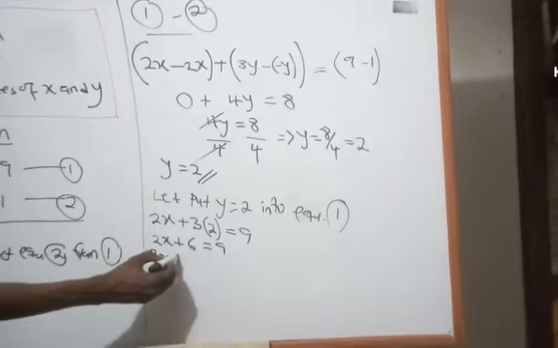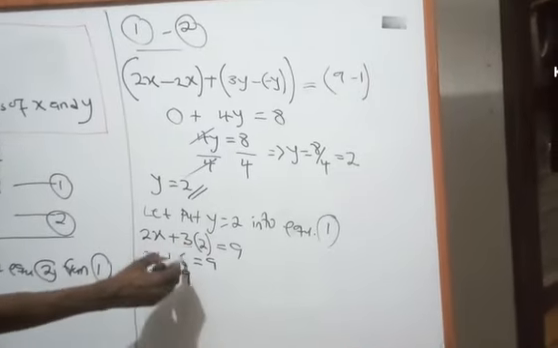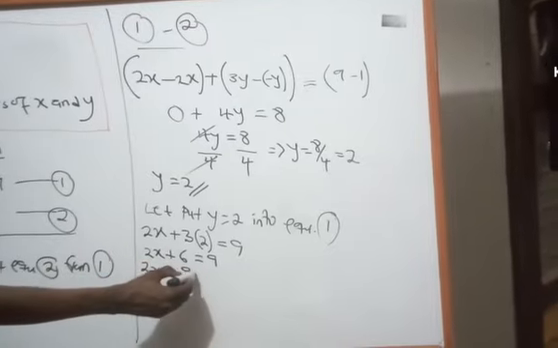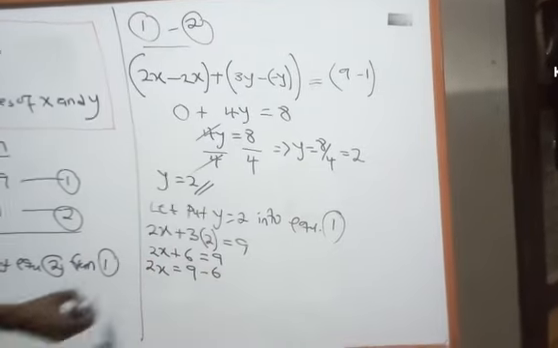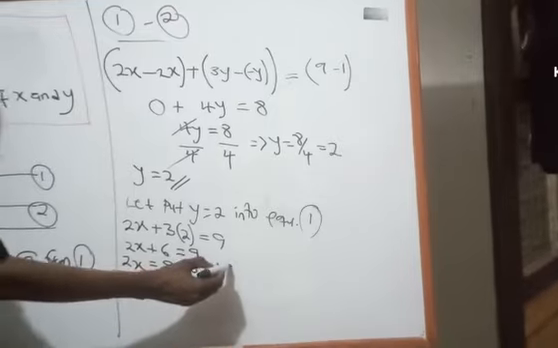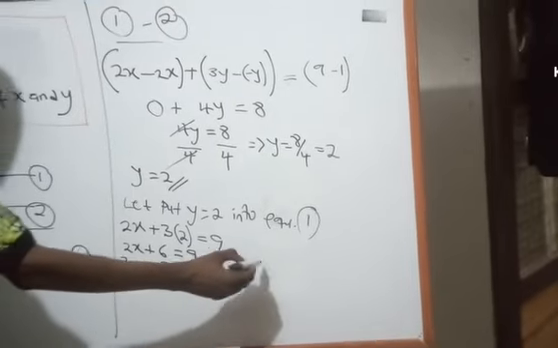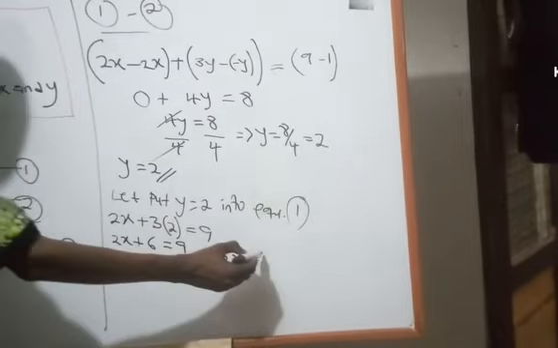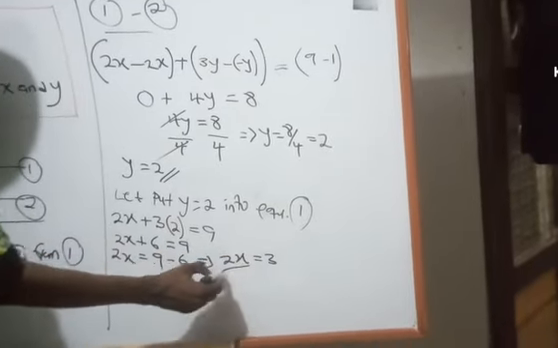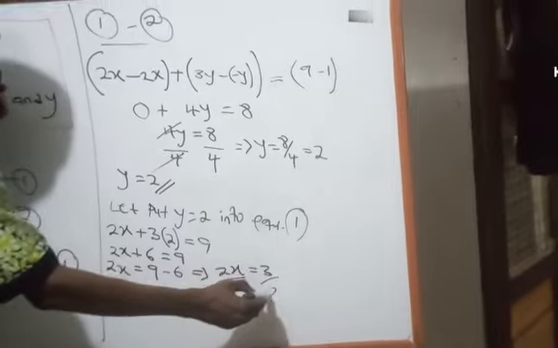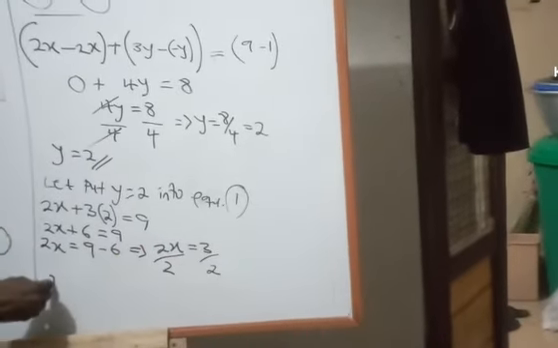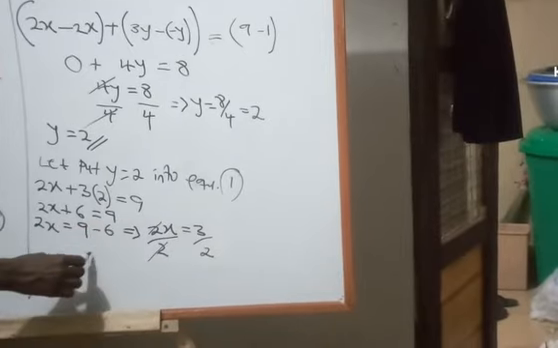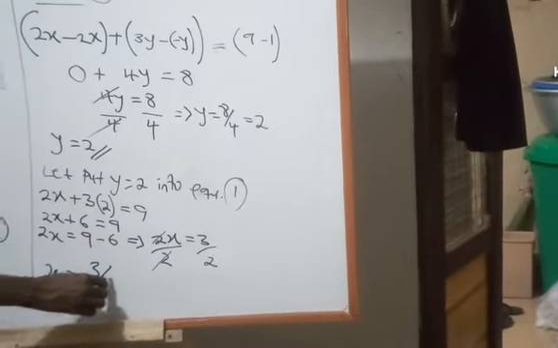2x is equal to this 9. This 6 will go to the other side when we are simplifying, so it will turn to minus 6, which implies that 2x is equal to 9 minus 6, which will give us 3. So we divide both sides by 2, and our x will be equal to, because this 2 will go away with this 2, 3 over 2.